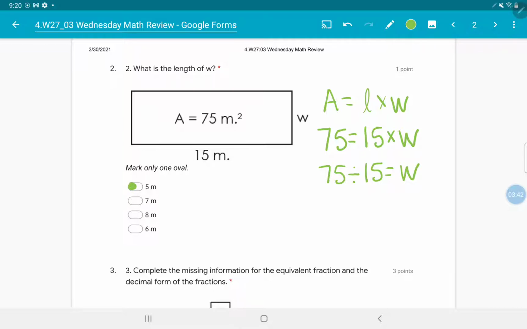Okay. How did you get your answer? What did you do? Okay. So we could multiply 15 times 5. And if I do that, I would get 75, which we know is the area. So that tells us that our answer checks out. The correct answer was 5 meters.